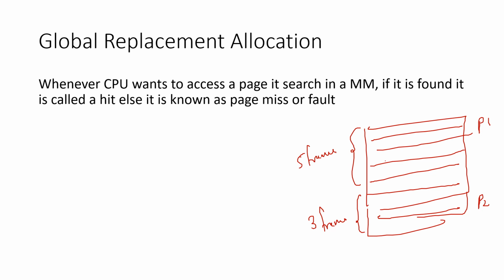Okay, so the advantage here is it produces better throughput due to just whatever I said just now, right? Because the hit ratio will increase. Okay, so the throughput is better. Disadvantage, the paging behavior of one process can depend upon the behavior of another process. So that is a disadvantage.